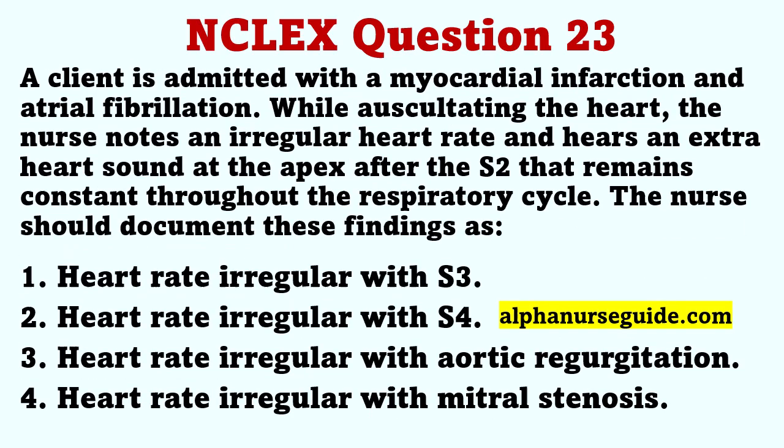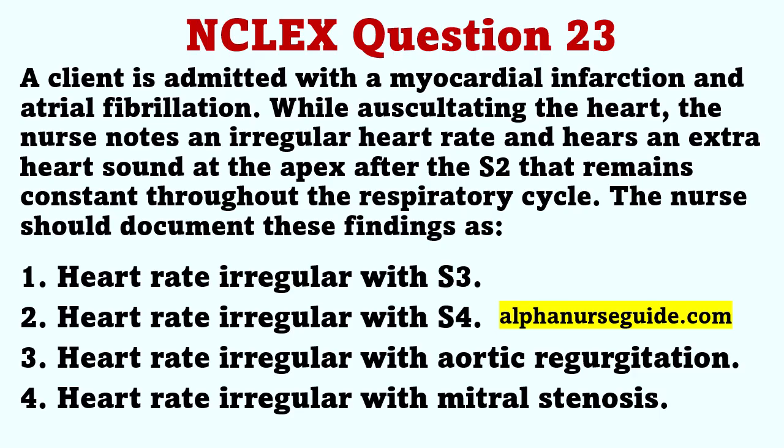A client is admitted with a myocardial infarction and atrial fibrillation. While auscultating the heart, the nurse notes an irregular heart rate and hears an extra heart sound at the apex after the S2 that remains constant throughout the respiratory cycle. The nurse should document these findings as: 1. Heart rate irregular with S3. 2. Heart rate irregular with S4. 3. Heart rate irregular with aortic regurgitation. 4. Heart rate irregular with mitral stenosis.